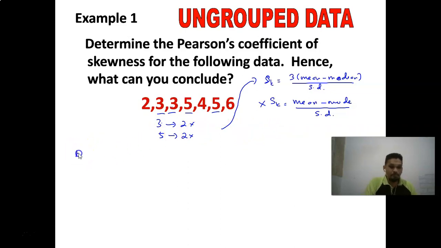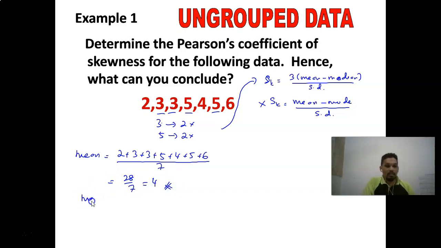So then the mean equals 2 plus 3 plus 3 plus 5 plus 4 plus 5 plus 6, divided by 7 data values, which equals 28 over 7, equal to 4.